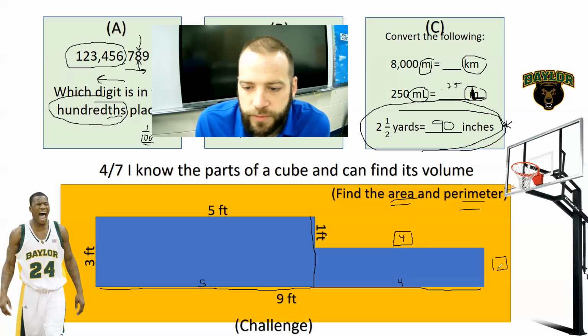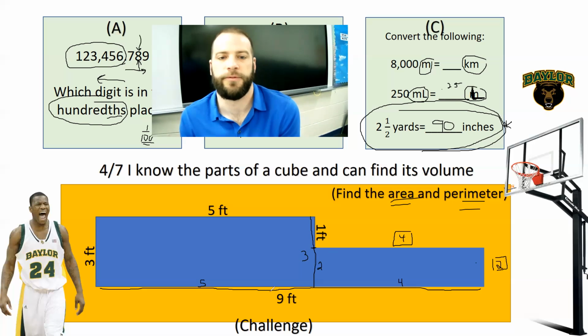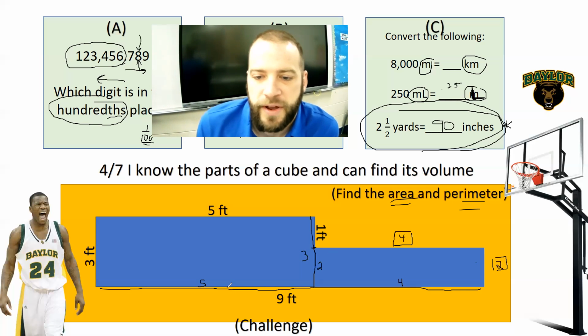And then this one's a little bit more difficult. This whole thing is 3, so that means this whole thing is 3. And if this whole thing's 3, this is 1, so this must be 2, because 1 plus 2 is 3. And if that's 2, then that's 2. So let's find the perimeter.